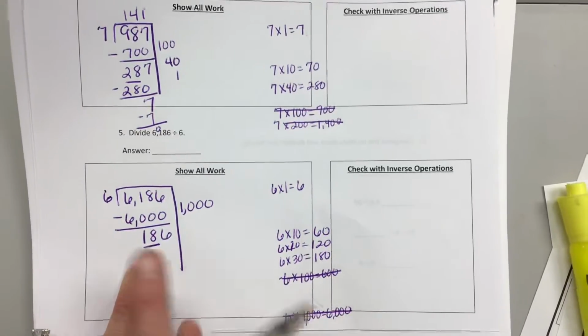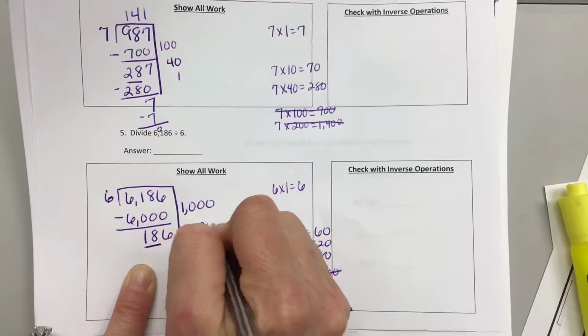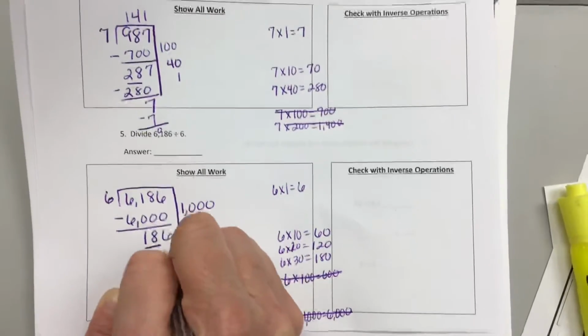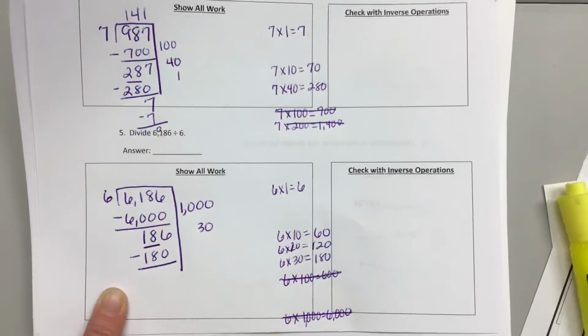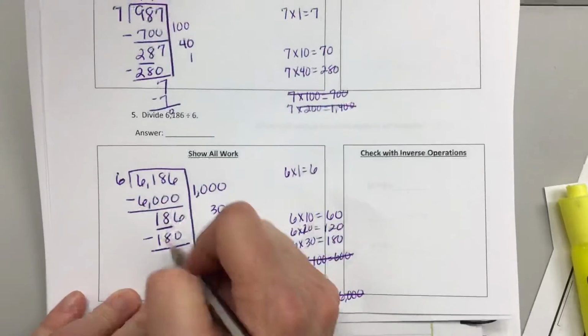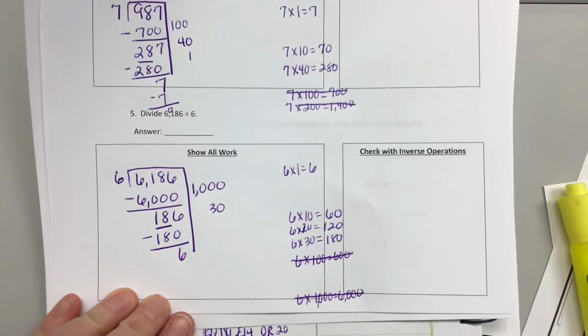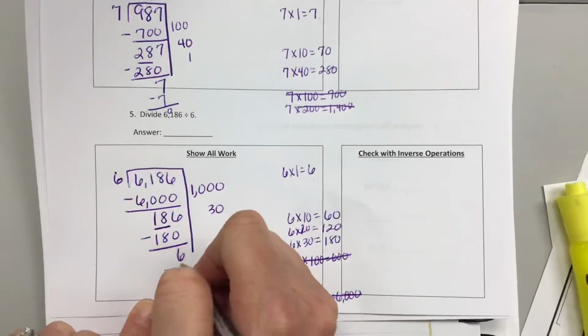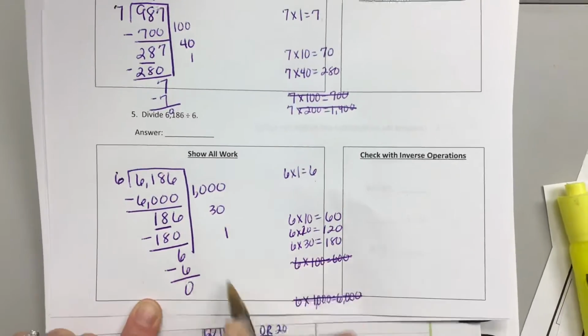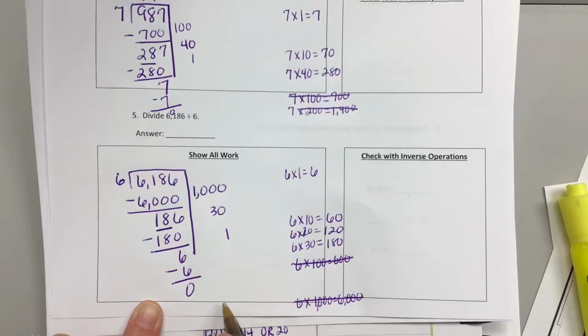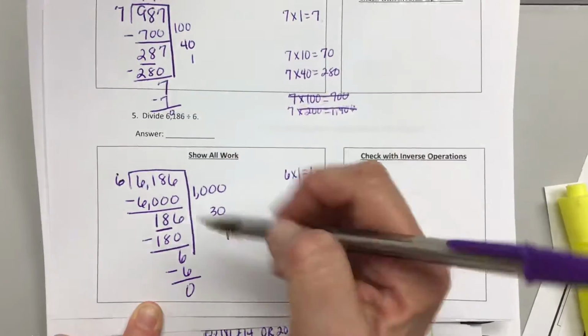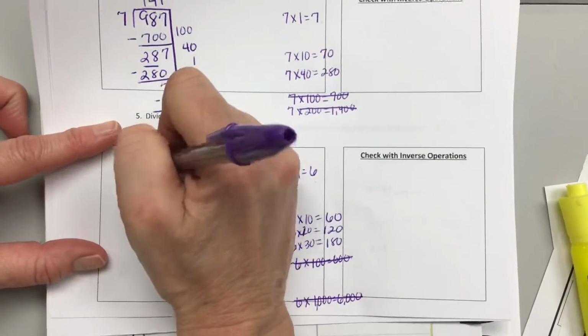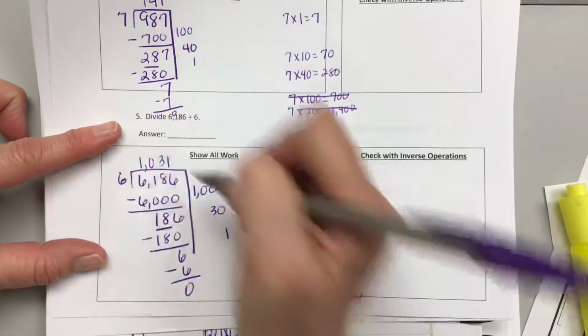Okay, so I can subtract 6 30 more times. That's the same as subtracting 180. That leaves me with 6 in my dividend. I can subtract 6 one time. And that leaves me with 0. So now I can add together my partial quotients, and I have 1,031.